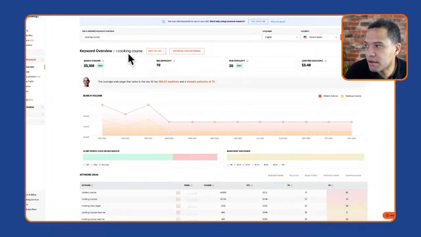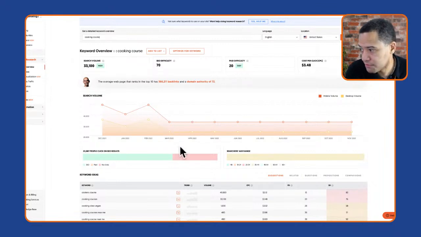Now you can see here we did the same keyword search, cooking course, and it says search volume is 33,100, and it says it's high. When we did it on Google Keyword Planner, they gave us 74,000. So we're significantly off, it's almost double. Still, it's saying high value, and this gives you a green light saying high, which is good.